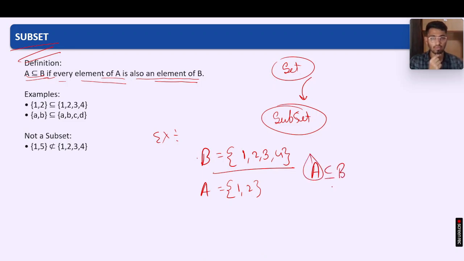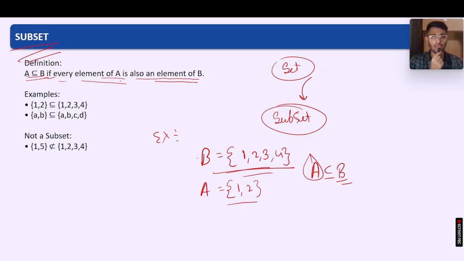Now here is A, and I have taken B as the subset. According to its definition, A is a subset of B. A is a subset of B means B is a set. Are you getting? B is a set, and A is a subset. So what is the definition?